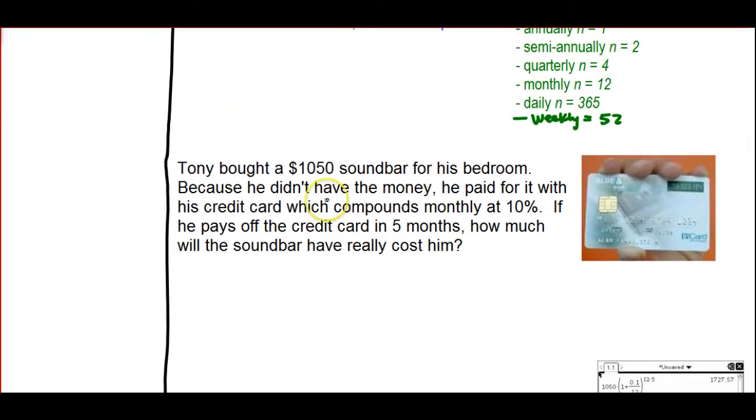Tony bought a soundbar for his bedroom that cost $1,050. Because he didn't have the money, he paid for it with his credit card. Credit card compounds monthly at 10%. If he pays off his credit card in 5 months, how much will the soundbar have really cost him?